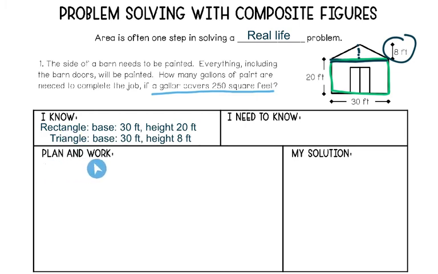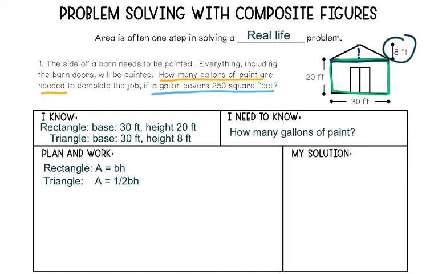I'm going to start by writing those in the plan and work box, just to give myself a little room. So we're going to find the area of the whole figure, but what the question is actually asking is how many gallons of paint are needed to complete the job. So it's really important that you write that down somewhere or underline it in the problem, because you're going to get caught up in a lot of this work. At the end, you're going to think that you're done when you have an answer. But let's make sure at the very end we actually answer the question, how many gallons of paint, not just what's the total area of the figure.